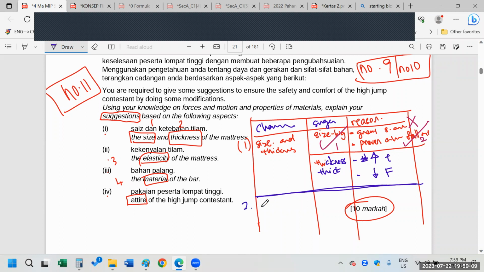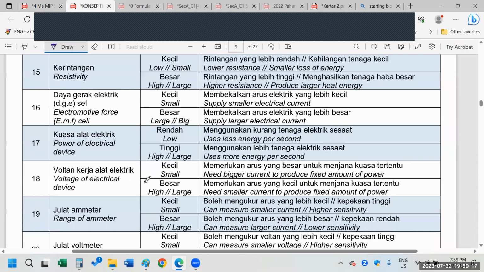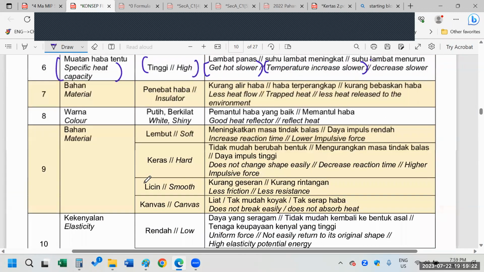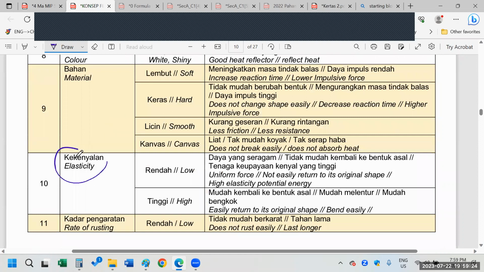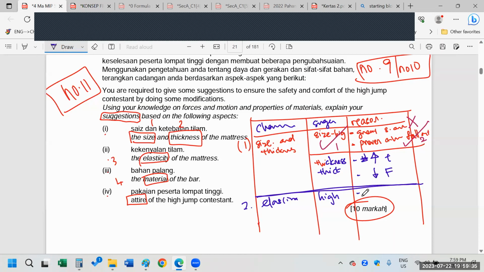Okay, then number 2, elasticity. So it is high elasticity. Why? So refer back our elasticity. Over here, high elasticity, easy to return to its original shape, or we say bend easily. Easy to return and bend easily.